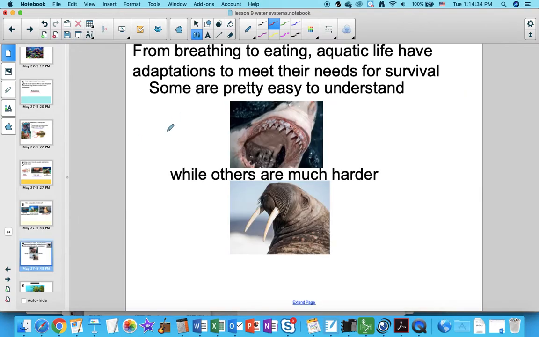From breathing to eating, aquatic life have adaptations to meet their needs for survival. Some are pretty easy to understand. You can see that these teeth are basically shaped to capture prey. But some are a little bit harder. So pause the video and think about, what would a walrus need those teeth for? Now, before you say catching prey, they are herbivorous. They eat plants. So why would you need these sharp teeth, these tusks?